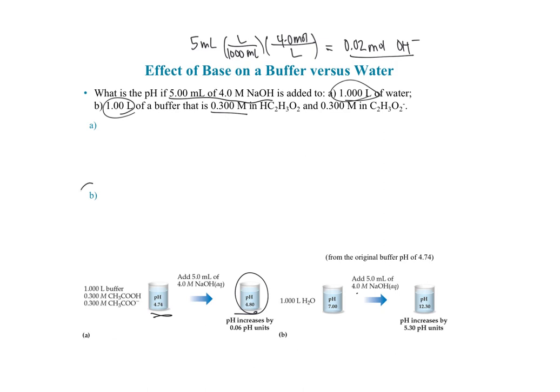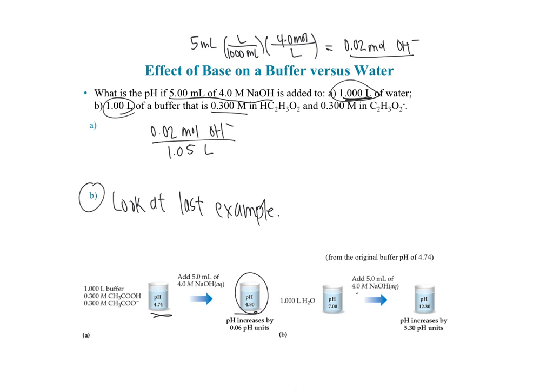So already I know this bottom one. Look at the last example. We calculated that. But if I put this into water, then I have 0.02 moles of hydroxide in 1.05 liters of water, 1 liter coming from the water and 5 milliliters coming from my hydroxide. So my concentration of hydroxide is 1.9 times 10 to the negative 2 molar.